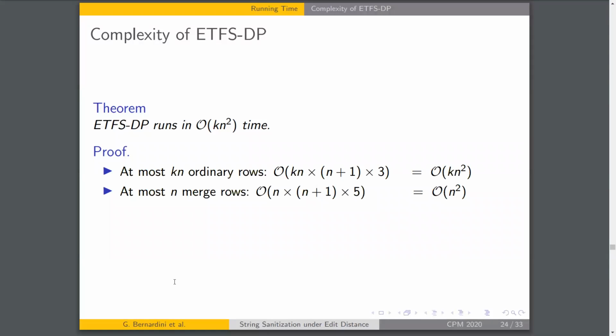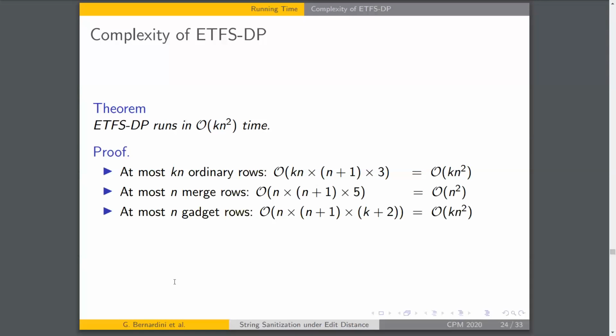Then for the merge rows, we have only 1 per pattern, so that's n times n, which is n squared. We still have a constant number of comparisons. For the gadget rows, we suddenly have order of k comparisons, but there are only n of them, so we're fine too. And then there's the pre-processing, like allocating the matrix, that also takes O of k n squared. So the total running time of this algorithm is O of k n squared.